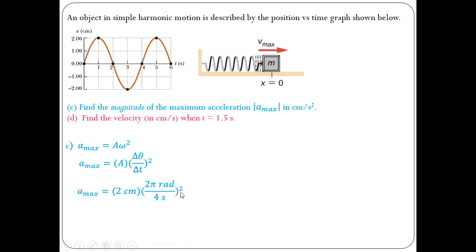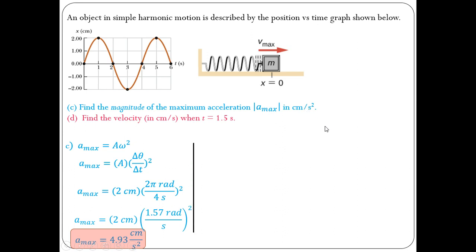And if you do your calculator properly, you can reduce 2 pi over 4 down to just 1.57, and that'll be rad over second. And then you can square that and then times it by 2 centimeters in the front there, and you should get a value of about 4.93 centimeters per second square. Again, I will leave it there because that's what it asks for, centimeters per second square.